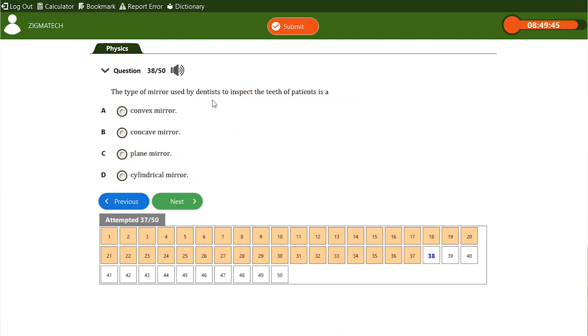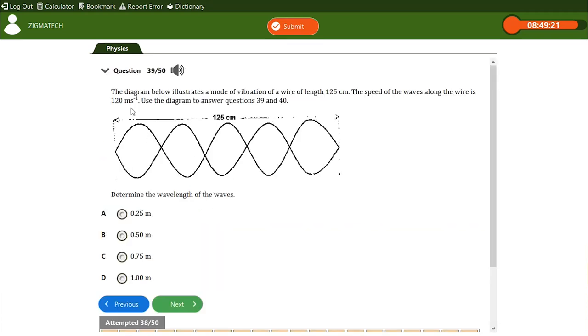38. The type of mirror used by dentists to inspect the teeth of patients is... should be concave, because concave has a way of magnifying the image when the object is very close, between the optical center and the principal focus. So concave mirror is the right option.